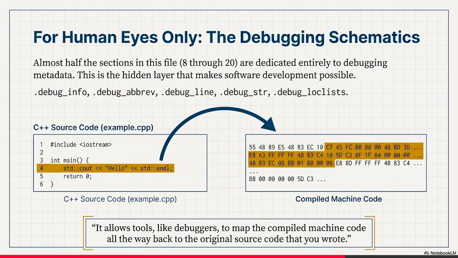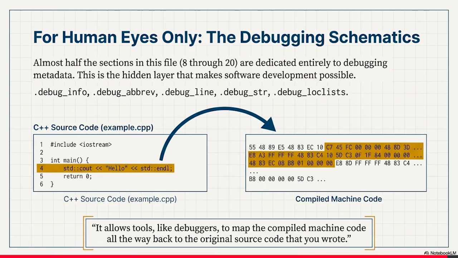This section maps the raw machine instructions not just back to the source file, but to the specific source code line numbers that generated them. This is the difference between just seeing an error message and being able to step through your code line by line to fix it. Without this bulk of metadata, complex software development would just stall completely.